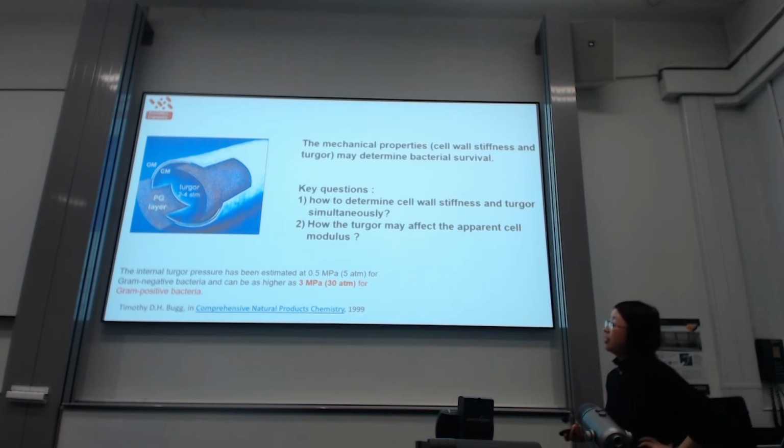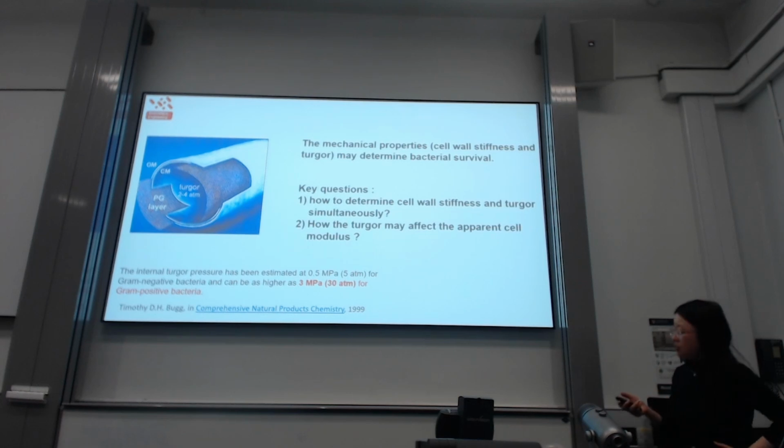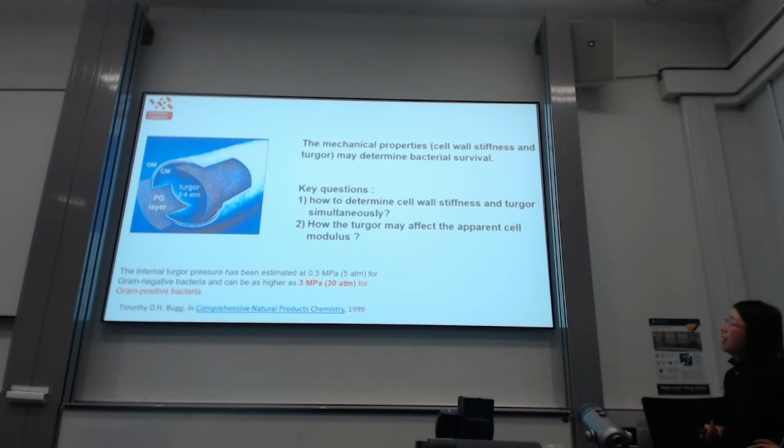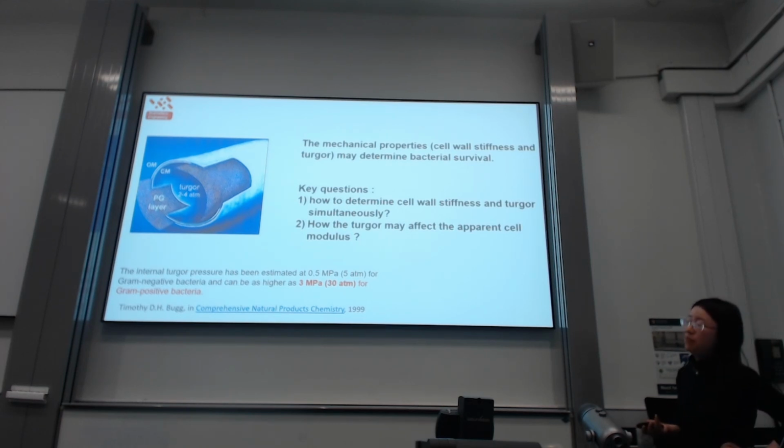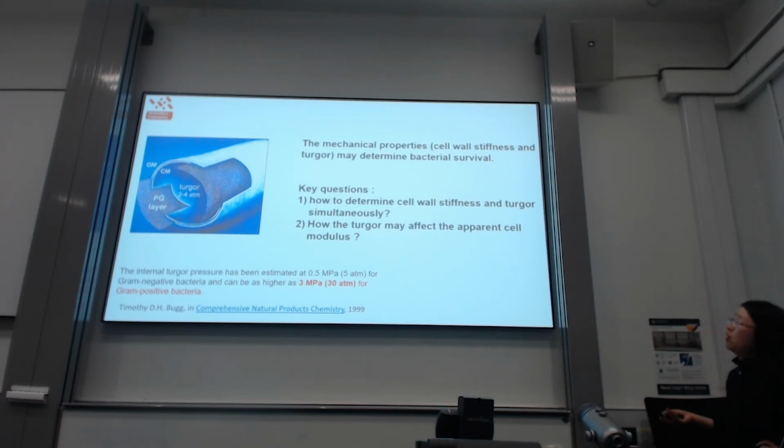In the literature, most people just do the indentation test and use either the Hertz model or the Snyder model to get the stiffness. But what we are thinking about is how we can determine the cell wall stiffness and the turgor simultaneously, because both properties are very important for bacteria to survive, and also how the turgor may affect the apparent cell modulus.